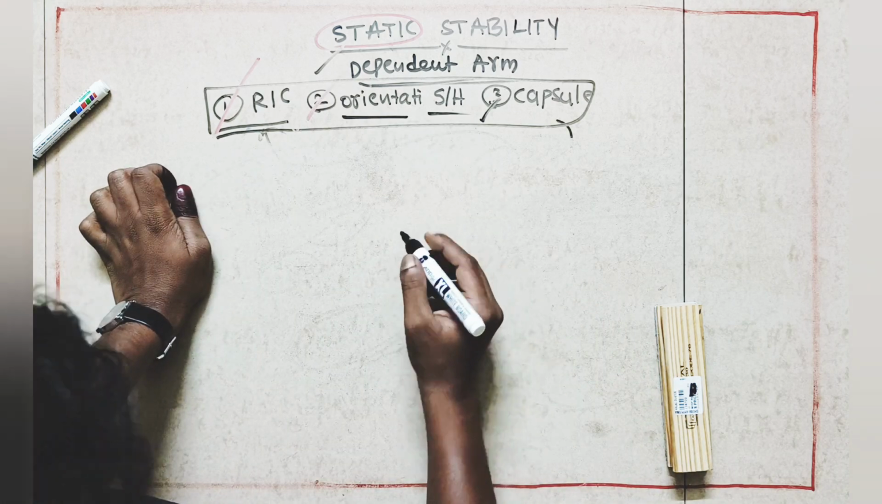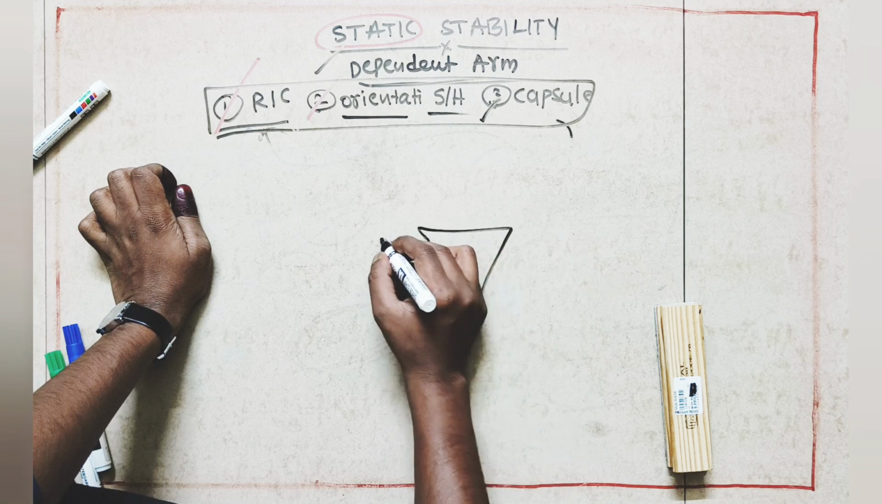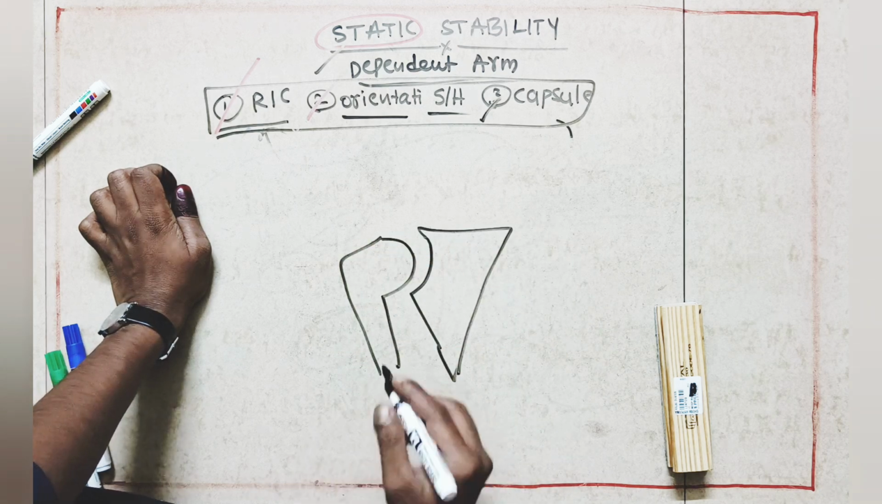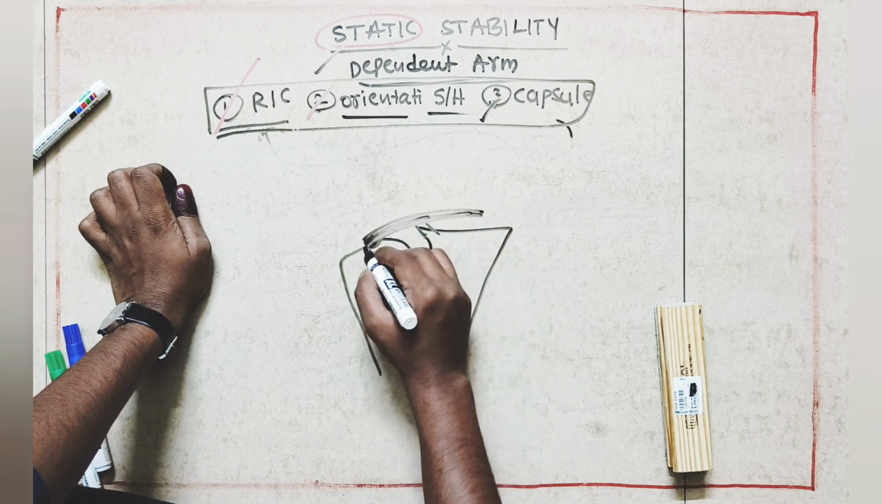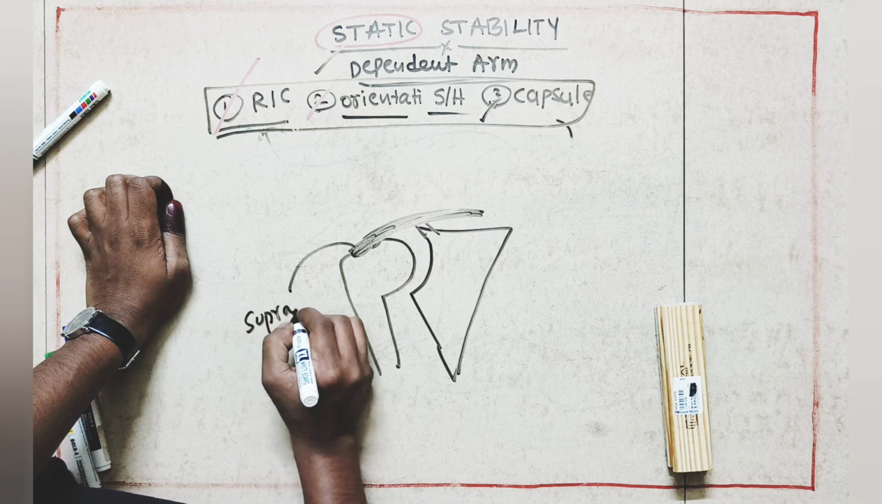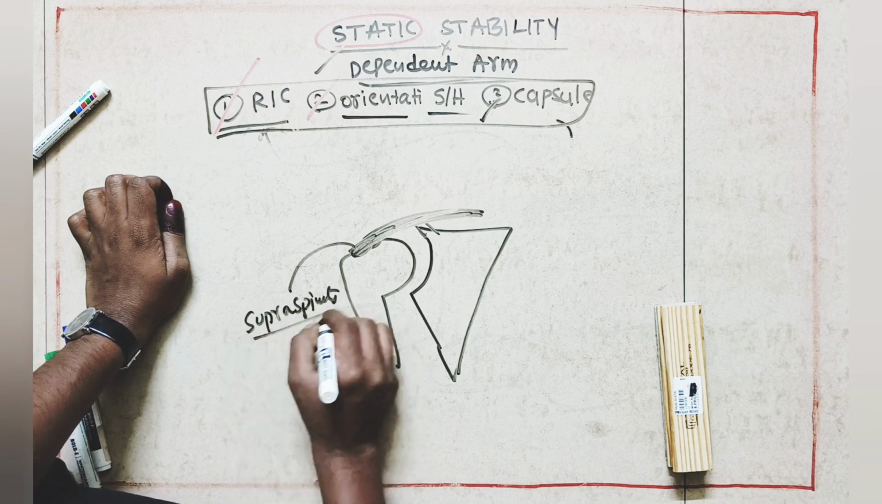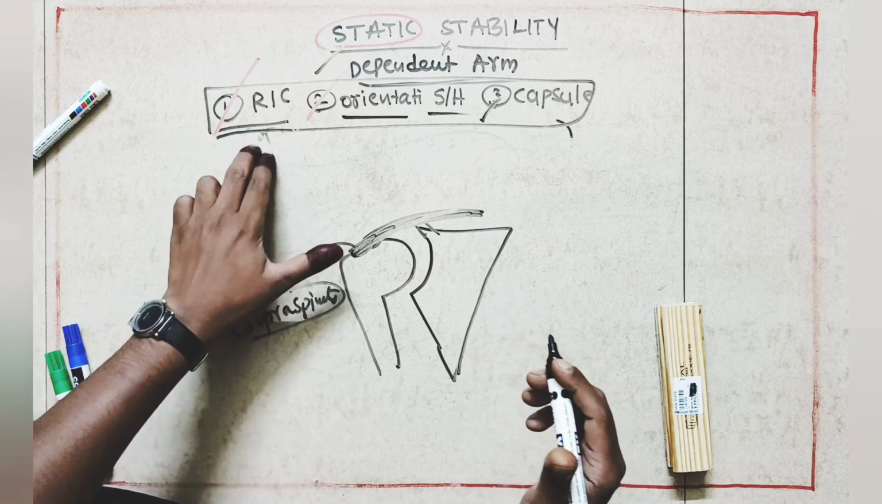At that time, see, here we have the glenoid cavity of the scapula. This is our head of the humerus. Here one muscle will attach to the scapula, and the other end is attached to the humerus. That muscle is the supraspinatus muscle. This is the only muscle which will help in shoulder stabilization if these structures are not working properly.